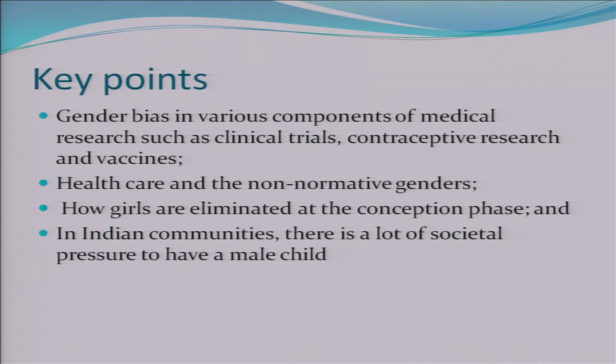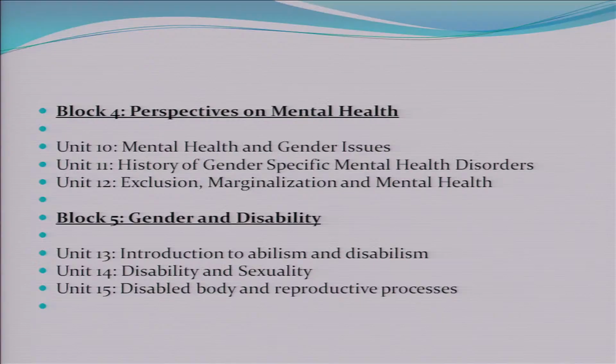How girls are eliminated at the conception phase itself, and in Indian communities there is a lot of societal pressure, or a culture of the male child. So all of these questions, when we are talking about health, also the determinants of health are social, cultural, economic, and psychological. So when we are talking about health and gender, we really need to contextualize in relation to society and culture. The last two blocks are on mental health issues and gender and disability.